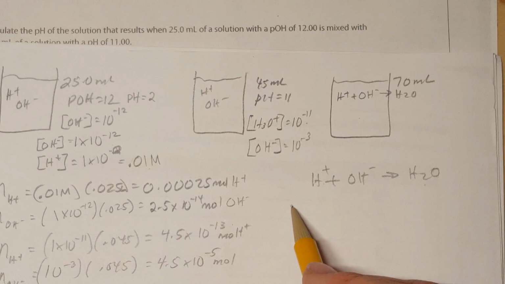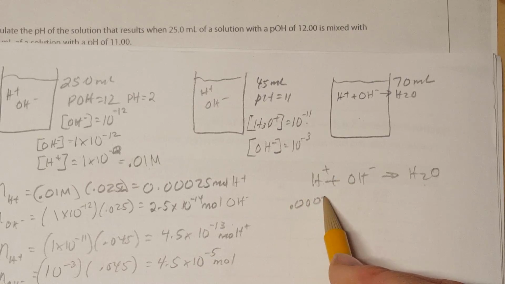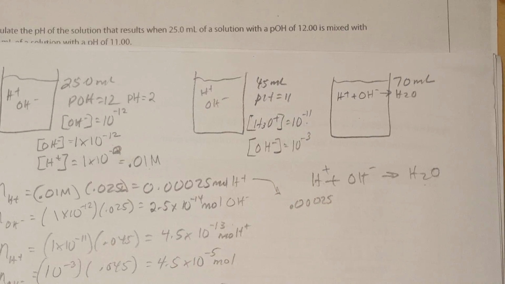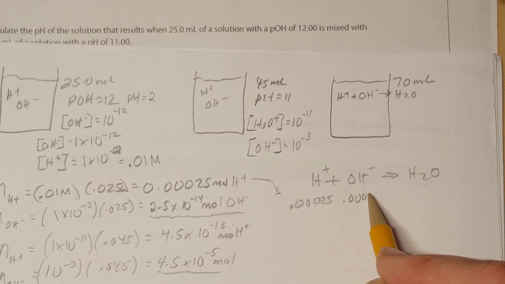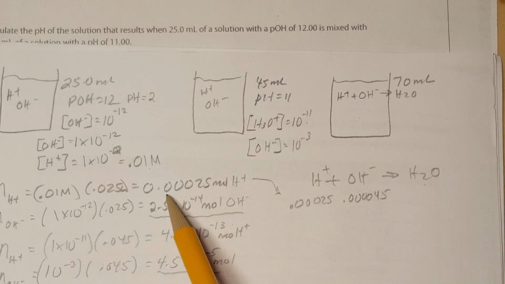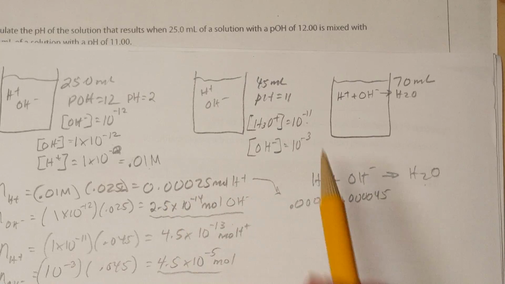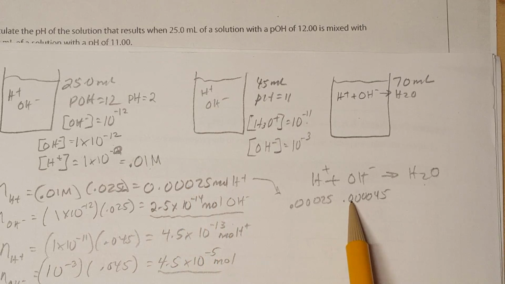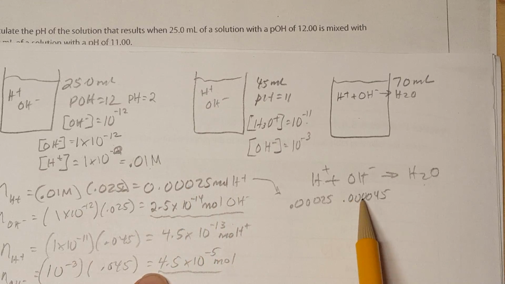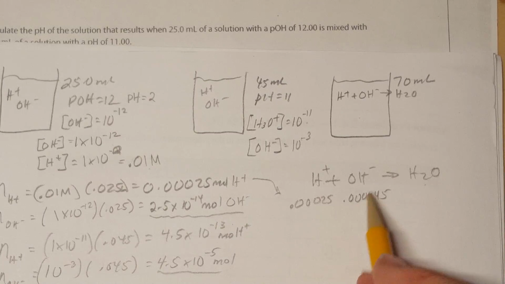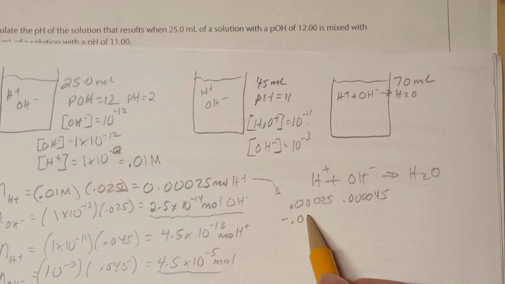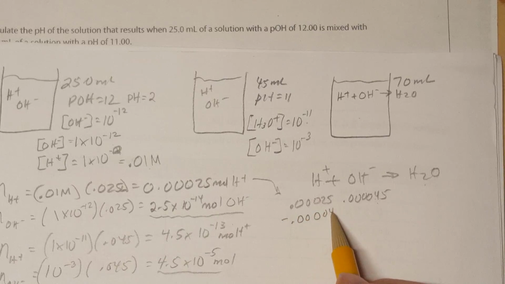So the first thing we're putting in is 0.00025 moles of H plus. We're going to ignore this since it's so small. We're putting in 0.000045 moles of OH minus. Sorry, I have to make sure I have the right number of zeros. Okay, so this one is smaller. That means that that's limiting. So when we use all those up, we'll have to subtract that amount from this.